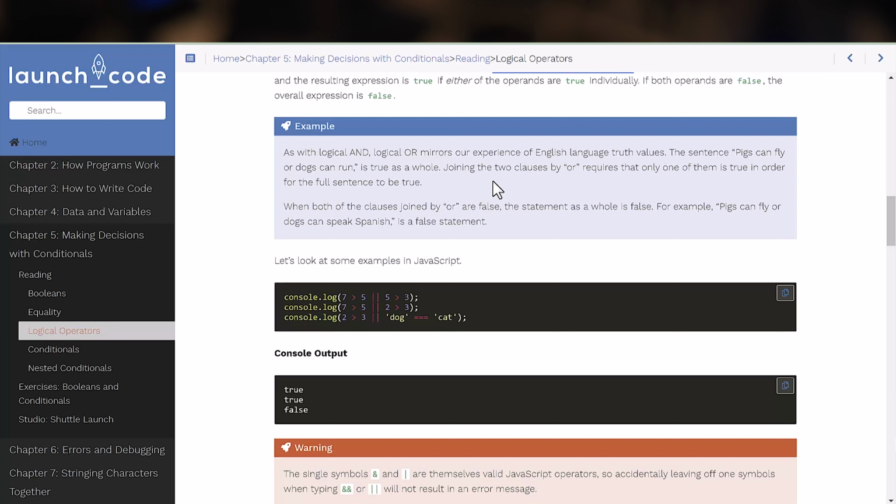Let's look at this. As with logical and, logical OR mirrors our experience of English language truth values. The sentence, pigs can fly or dogs can run, is true as a whole. Joining the two clauses by OR requires that only one of them is true in order for the full sentence to be true. So in OR, only one has to be true, while with and, both have to be true.